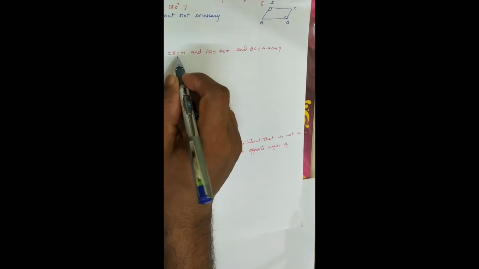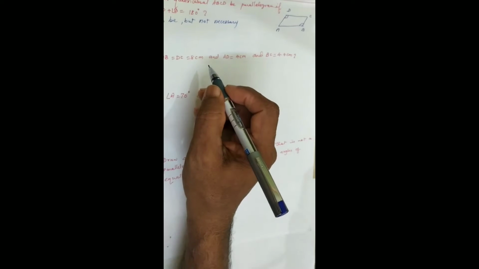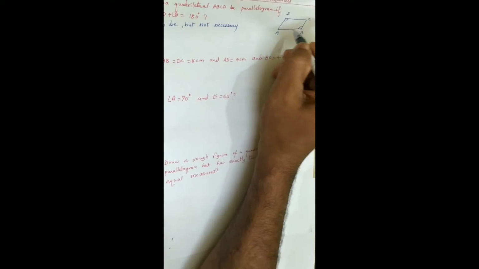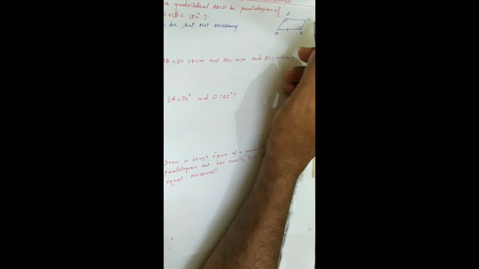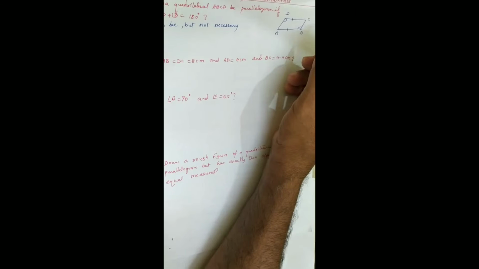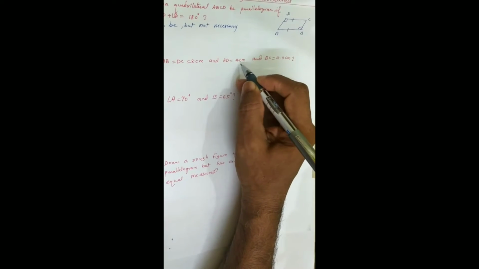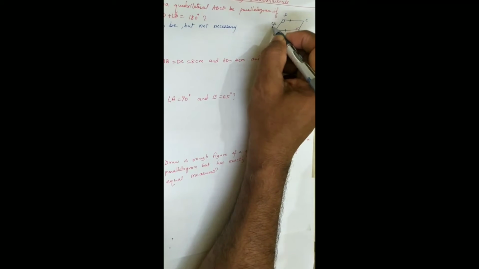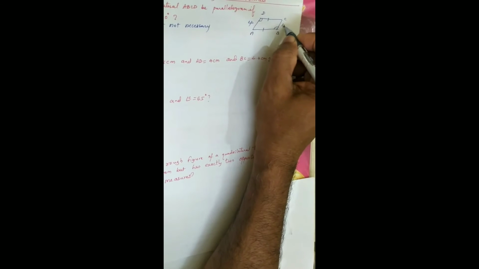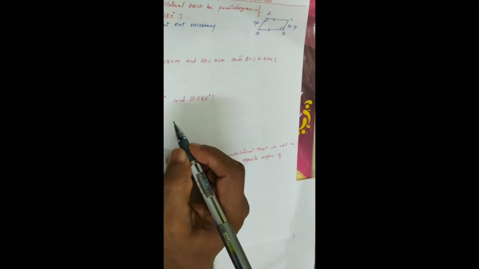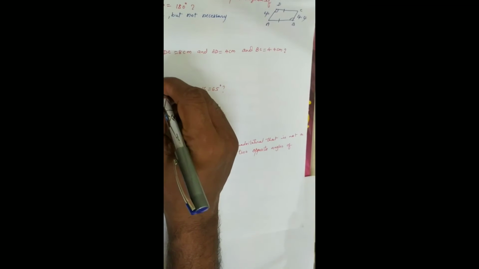Then AB is equal to DC. AB is this side, is equal to DC, 8 centimeters. But AD is equal to 4 centimeters. This is 4 centimeters and this is 4.4 centimeters. So no.